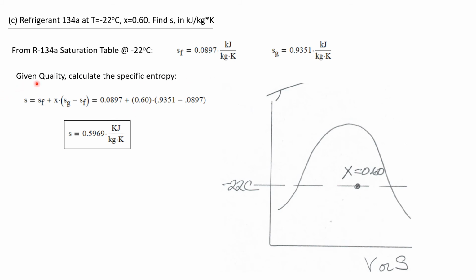Now, the entropy of a mixture is just s sub f plus the quality times s sub g minus s sub f. So having gotten those two values out of the table, I calculate a specific entropy of 0.5969 kilojoules per kilogram K. And that's a simple plot on a TS or TV diagram. We have a constant temperature line of minus 22 C, and we're under the vapor dome at a quality of 0.60.